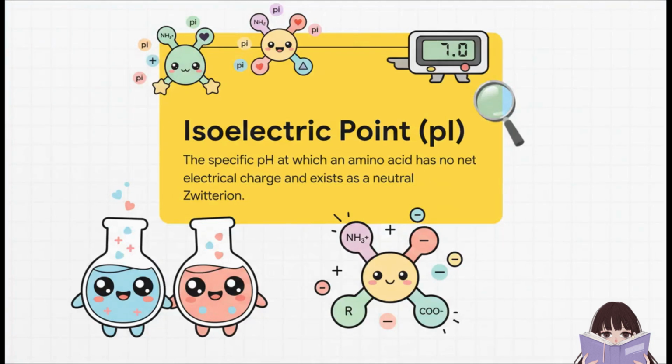And this leads us to a very specific pH value, kind of like a chemical sweet spot, called the isoelectric point, or pI. This is the one pH where the positive and negative charges on that zwitterion cancel each other out perfectly. The molecule has a net charge of 0, and every amino acid has its own unique pI.